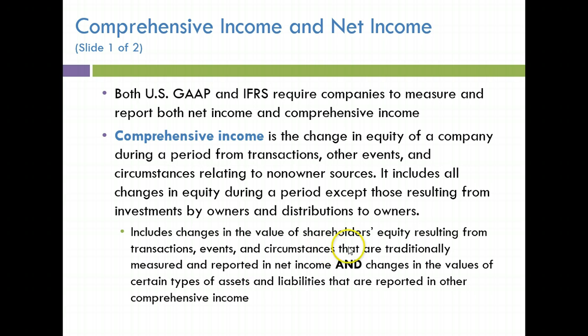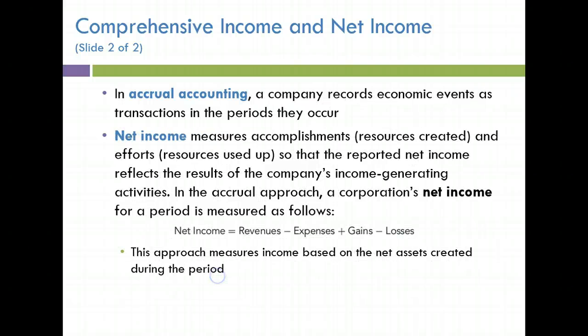It includes changes in the value of shareholders' equity resulting from transactions, events, and circumstances that are measured and reported in net income, the reason they're in the business, and changes in the values of certain types of assets and liabilities that get reported in what's called OCI. We've been talking about it, now we're going to look at other comprehensive income. So we know comprehensive income isn't just about the net income, the reason the company's in business. It's about any changes in the non-owner portion of the equity section.